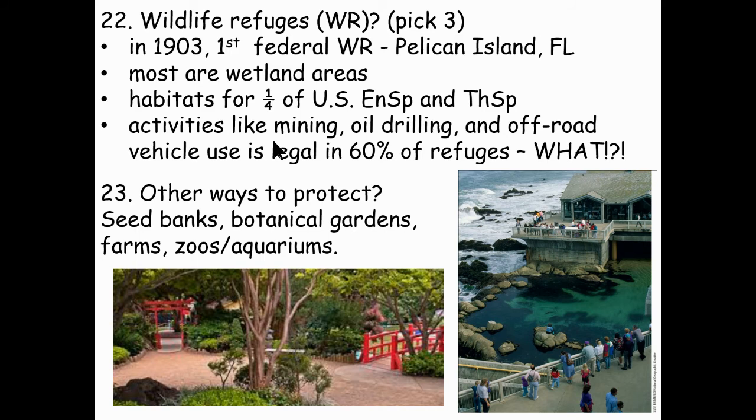Other ways to protect: seed banks, keep these seeds so you can plant them in areas. Visit botanical gardens. There's one at Sac State that is in between the entrance of Sac State and J Street. It's a beautiful one. I forget the name of it. Actually proposed to my wife in a botanical garden in San Francisco in Golden Gate Park. I should probably remember that. Visit zoos and aquariums.